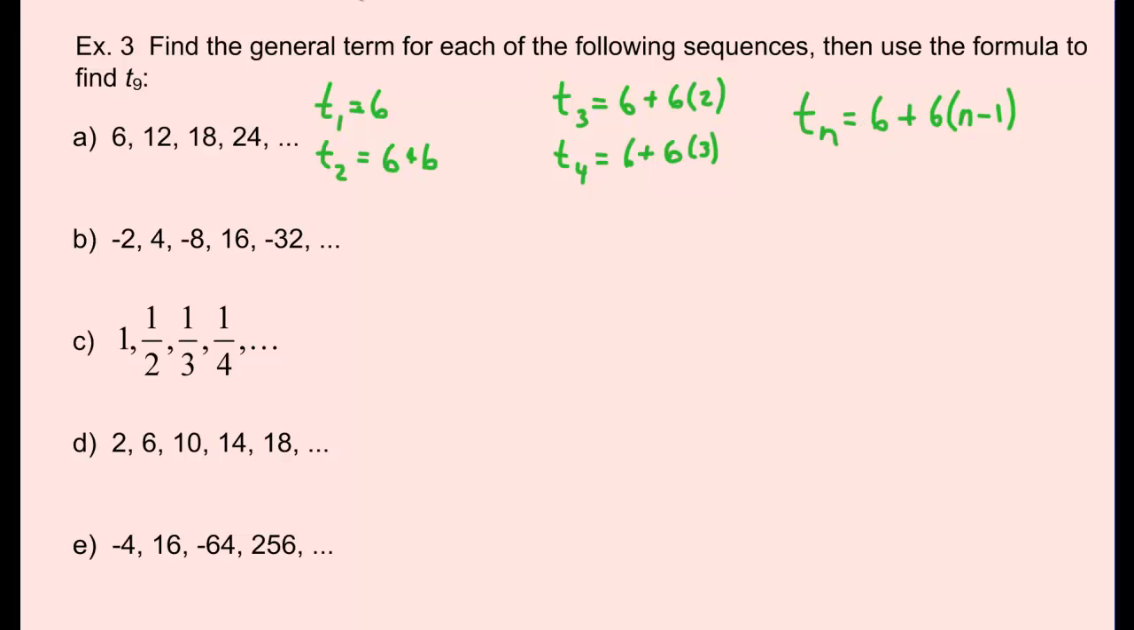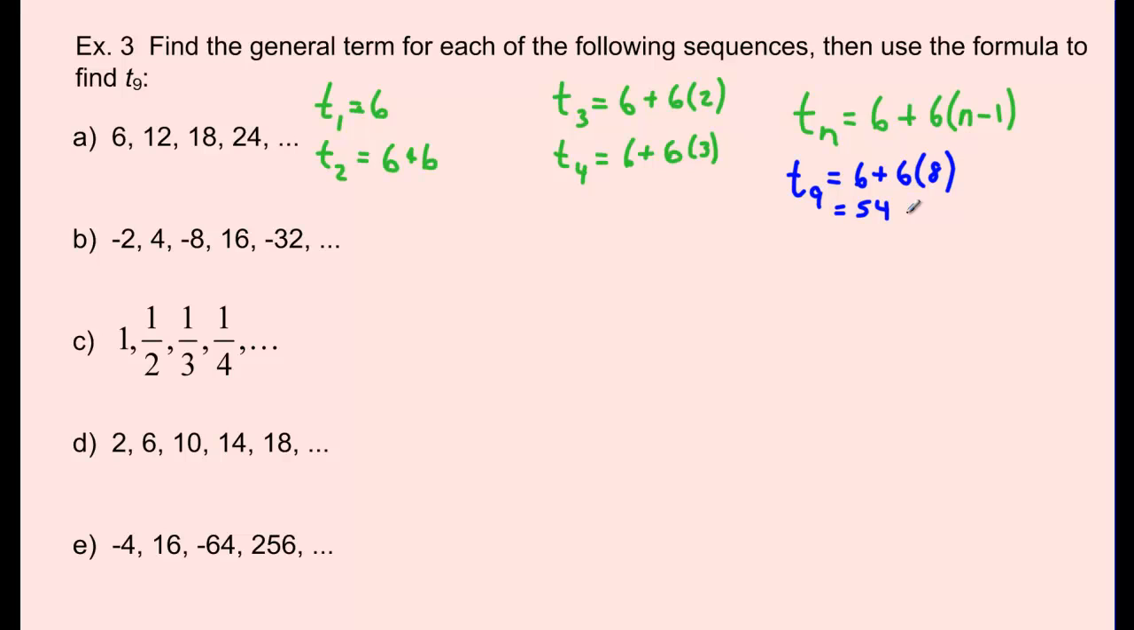So if I now want to find T9, the ninth term in the sequence, well, that's going to equal 6 plus 6 times 1 less than the term number, so 8. 6 times 8 is 48. Add 6 more, and we're at 54. So the ninth term in this sequence is 54. And you can add this up for yourself to verify.